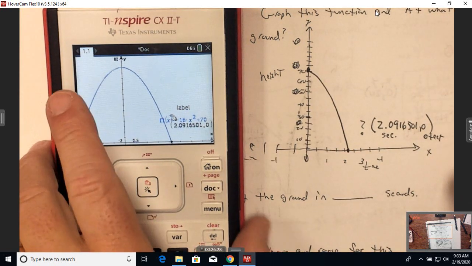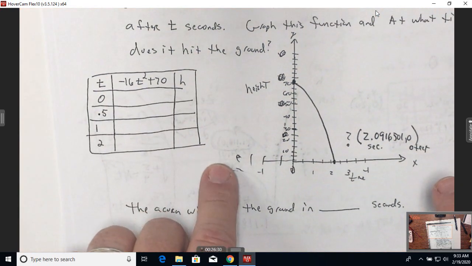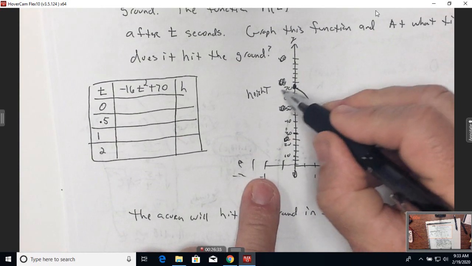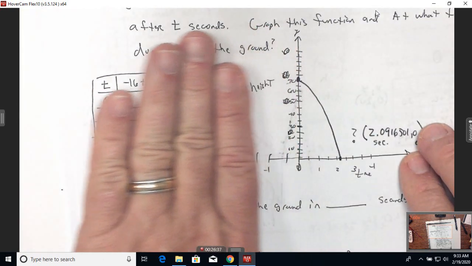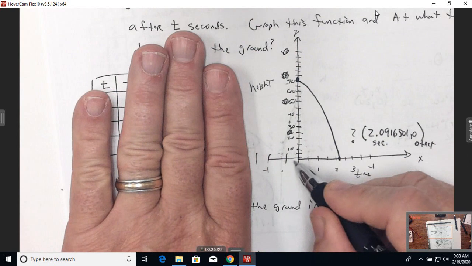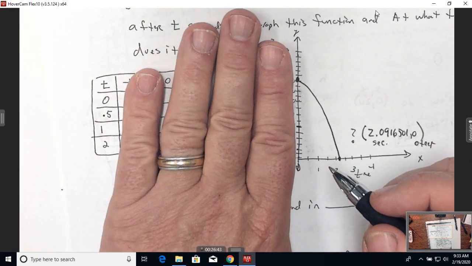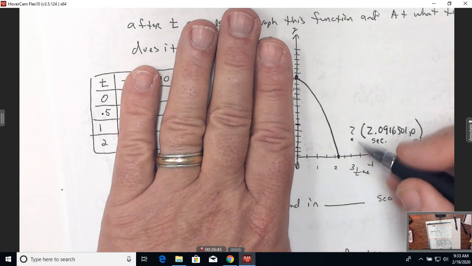Why not? It doesn't make sense as it relates to the problem. Why doesn't it make sense? And why didn't I go down below this? So why didn't I graph this, first of all, to the left? The x's that are negative. Because that represents what? Negative time. Right? We don't have a magic time machine where we can go back in the past. Why didn't I go down here?